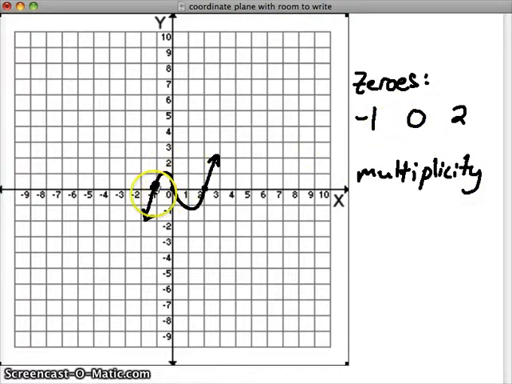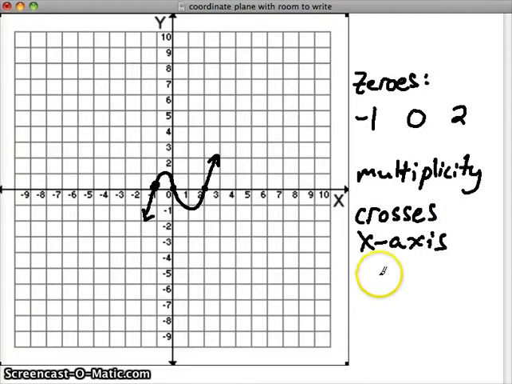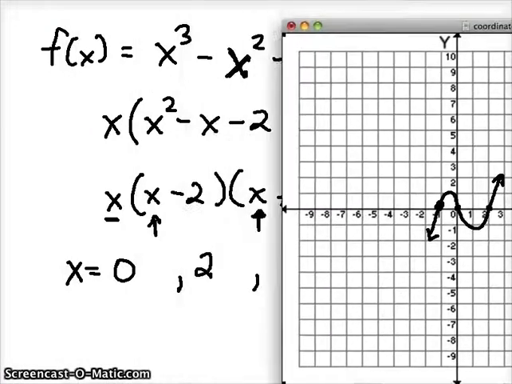Well, if the graph crosses the x-axis fully, like it goes all the way across it before it turns around and comes back the other way, if it crosses the x-axis, the multiplicity is 1. If it touches, and we'll look at this example next, if it touches and then turns around, then our multiplicity is going to be 2. I'm going to show you another way that we can find that out here.